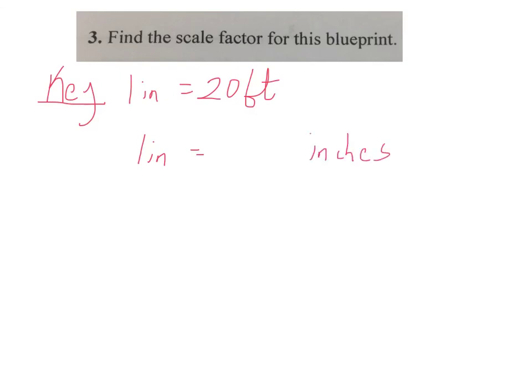Now, in order to turn 20 feet into inches, we have to remember that there's 12 inches in every foot. So 20 times 12 would give us 240 inches. So our scale factor for this blueprint is 1 to 240. And it's written like a ratio, 1 to 240. So that's questions 1, 2, 3 on scale drawings. I hope this work helps you also finish 4 through 9 on page 113. And then more scale drawing work on pages 114 and 115.